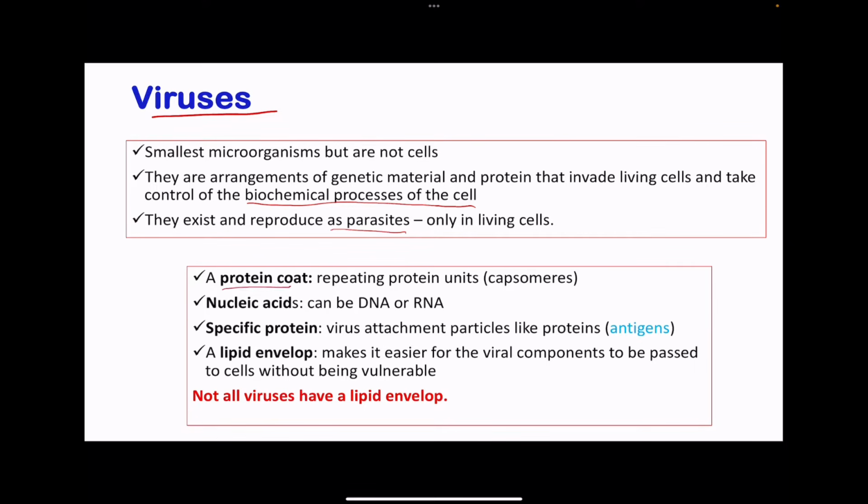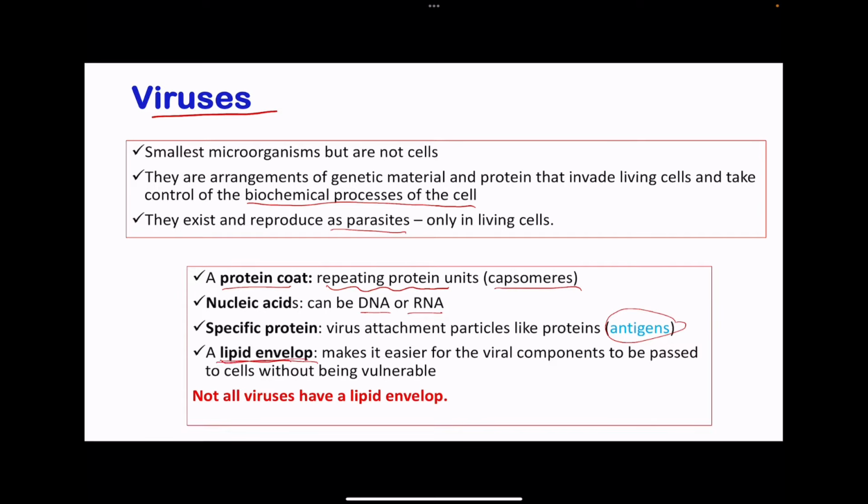Viruses have a protein coat, and this protein coat is made up of repeating proteins. These are called capsomeres. Viruses do have nucleic acids. This can be DNA or RNA. And viruses do have surface molecules, which are antigens. These are going to be specific to the molecules on the cells of the organisms they infect.